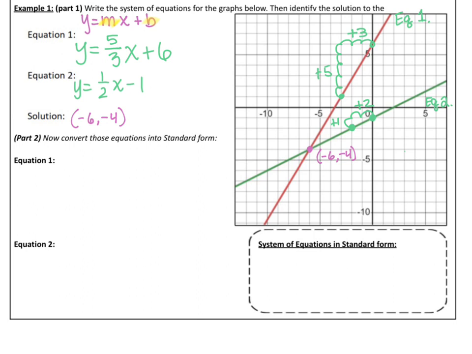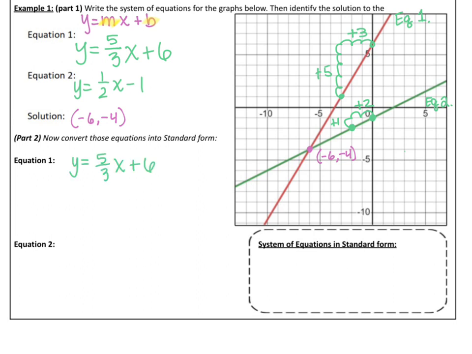Okay, so it is that easy to write systems of equations. You're just writing the line in y equals mx plus b for both lines. So it's just a little bit of a longer problem because you have to do writing equations twice. Now from there, we're going to convert those into standard form, and we're going to convert them the exact same way that we converted slope-intercept form to standard form. Your a value can't be negative, and it can't be a fraction.